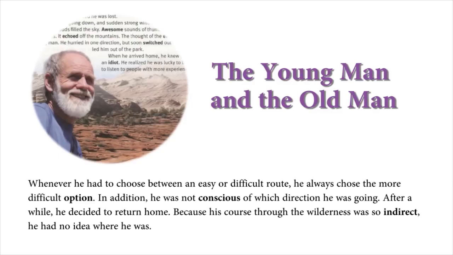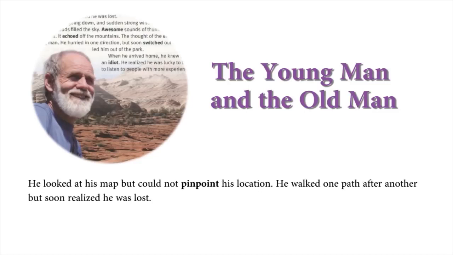Whenever he had to choose between an easy or difficult route, he always chose the more difficult option. In addition, he was not conscious of which direction he was going. After a while, he decided to return home. Because his course through the wilderness was so indirect, he had no idea where he was. He looked at his map, but could not pinpoint his location. He walked one path after another, but soon realized he was lost.